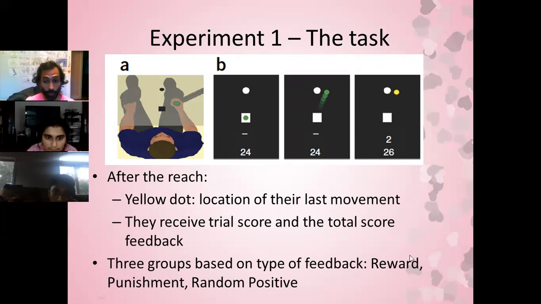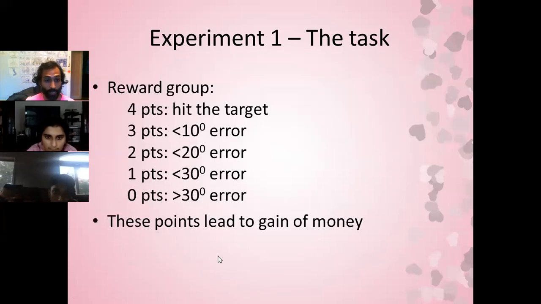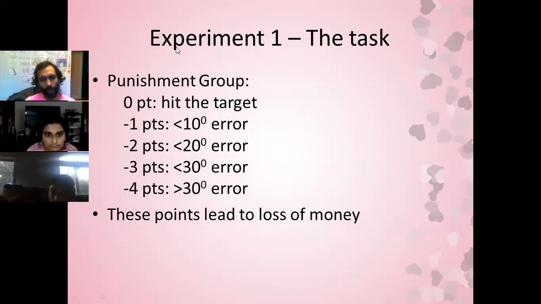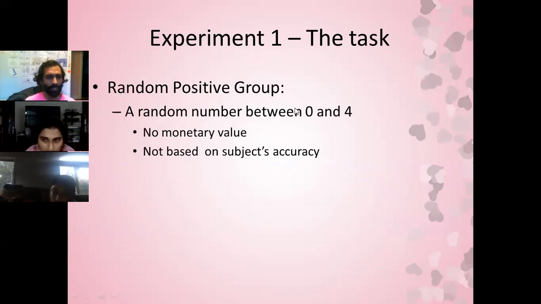There are three groups: a reward group, a punishment group, and a random positive group. The reward group, if you hit the target, you got a lot of points. If you didn't, you got fewer points. And if you collected enough, you got money. So that's a really great reward. The punishment group, same thing. If you hit the target, no punishment. But if you did not hit the target, then you got negative points, and that took away from your money. So that was punishment. And then the random positive group was just a random number that had nothing to do with anything.